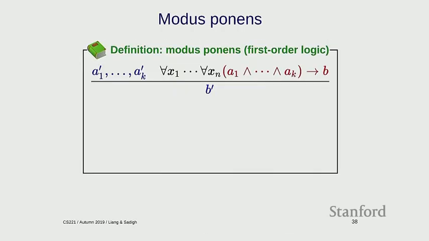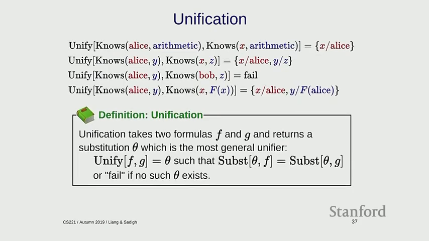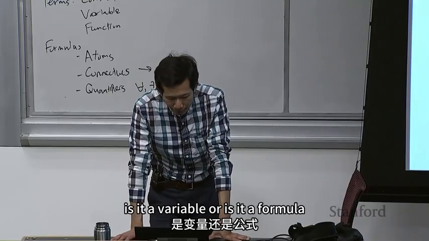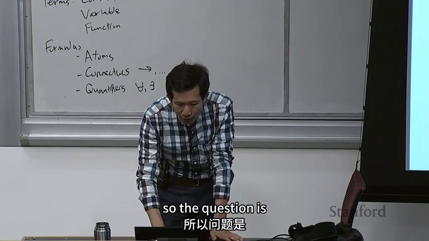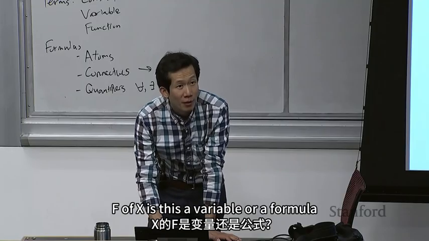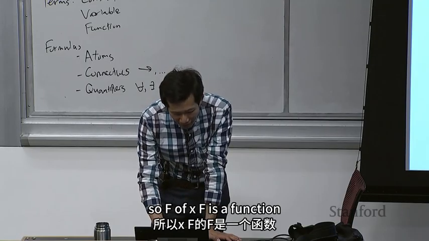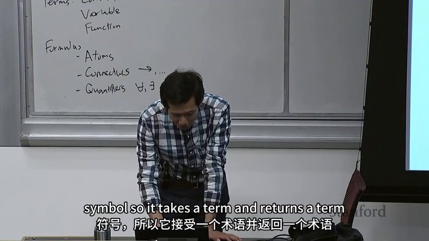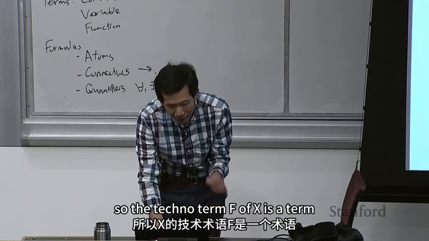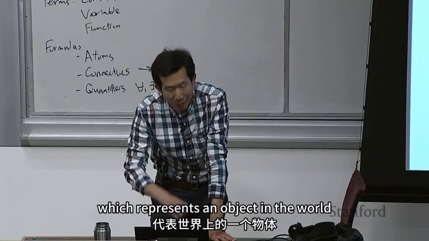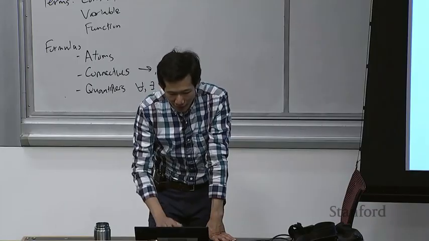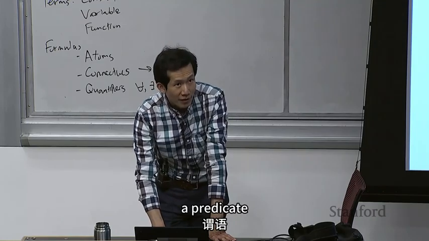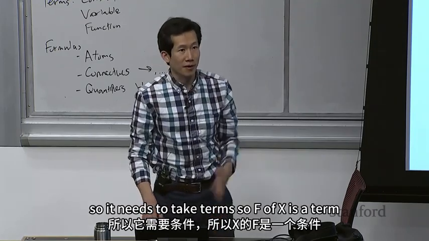Okay, so now, yeah, question? Can we say that f of x is a variable or is it a formula? So the question is, f of x, is this a variable or a formula? f is a function symbol, so it takes a term and returns a term. So the technical term f of x is a term, which represents an object in the world. And you can check that Knows is a predicate, so it needs to take terms. So f of x is a term.